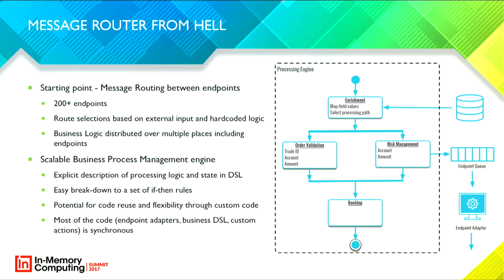So, when we started the project, we had a joke about a message router from hell. Basically, we had 200 endpoints talking with each other in a fairly random fashion. The company grew organically, and they were building code day to day. And there was no order in this structure. It was almost a fully connected mesh.